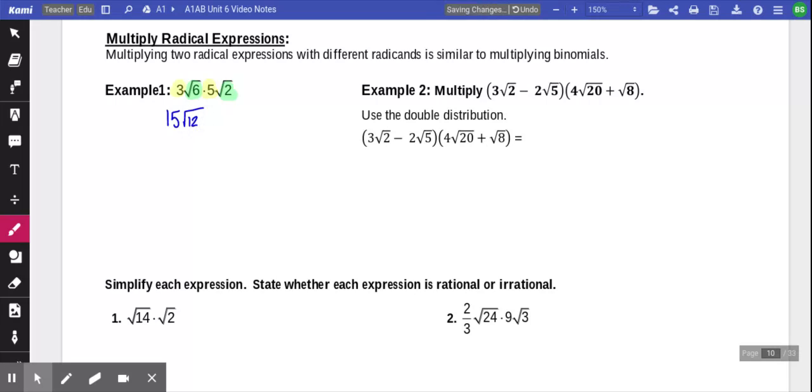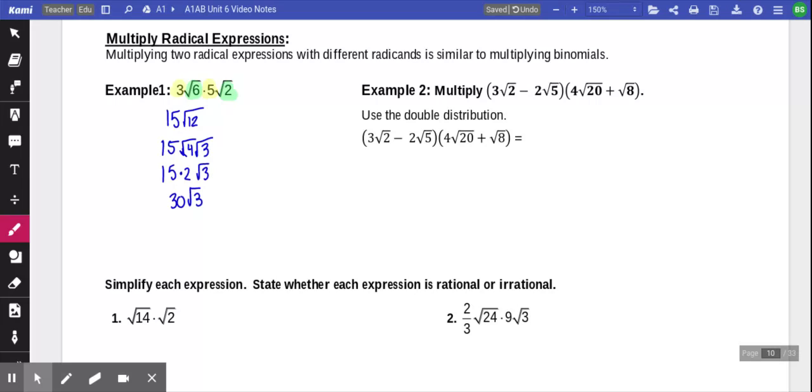We should always completely simplify at the end. So we should break up 12 into the square root of 4 times 3, because 12 can be written as 4 times 3, where 4 is a perfect square. We know the square root of 4 is 2, so it's 15 times 2 times radical 3, or 30 radical 3, which would be completely simplified. You don't necessarily have to simplify at the beginning, though you could. Perform the operations and then simplify at the end if you can.